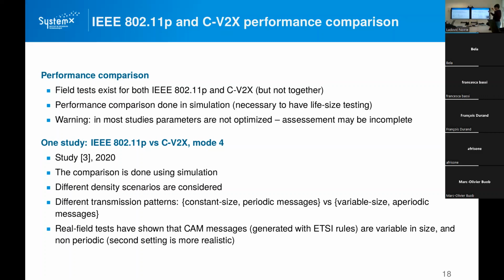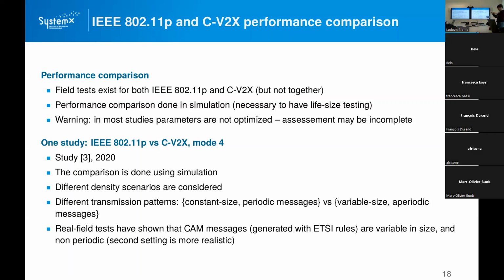They compared it using transmission of messages, and they used two transmission patterns. The first one, messages are constant in size and they are truly periodic. And in the second setting, you have messages which are variable in size and are aperiodic.